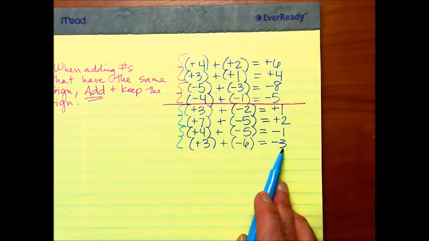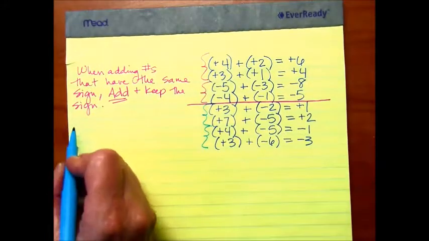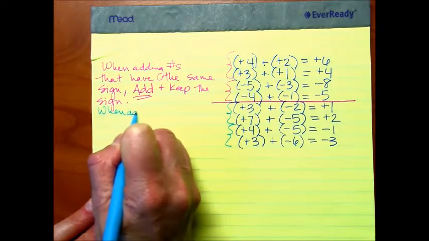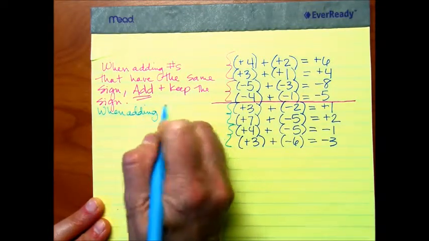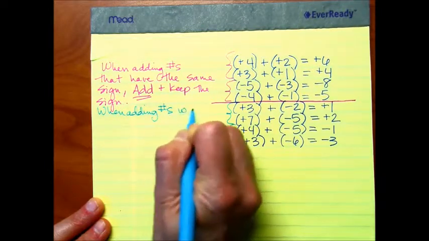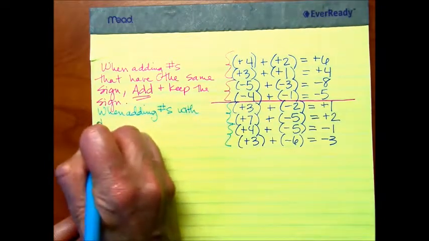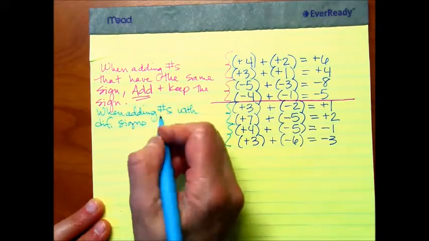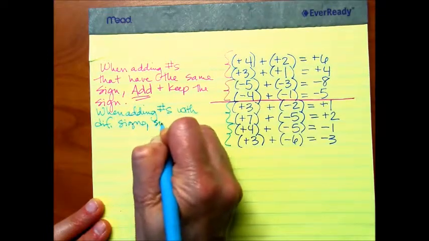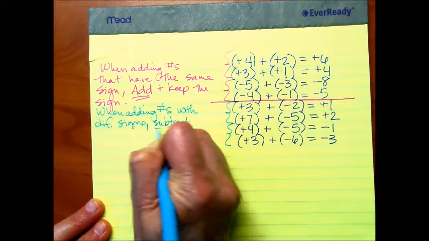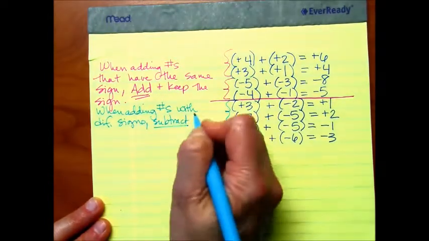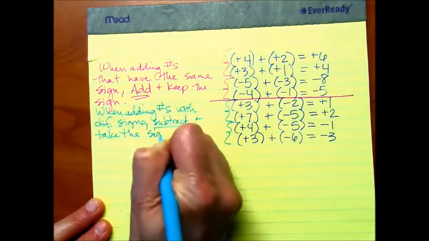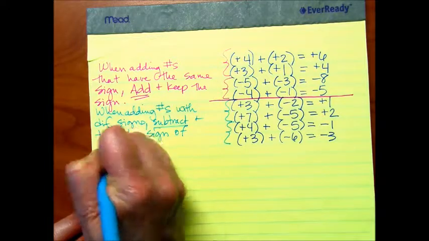So let's write a rule. When adding numbers with different signs, we want to subtract, and then take the sign of the larger number.